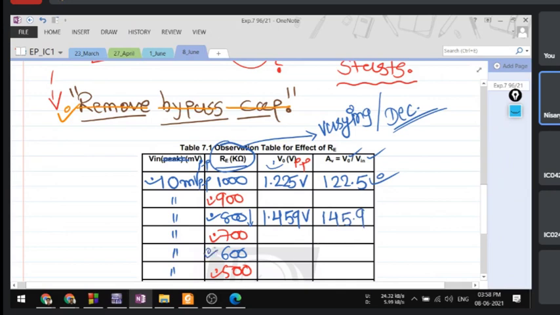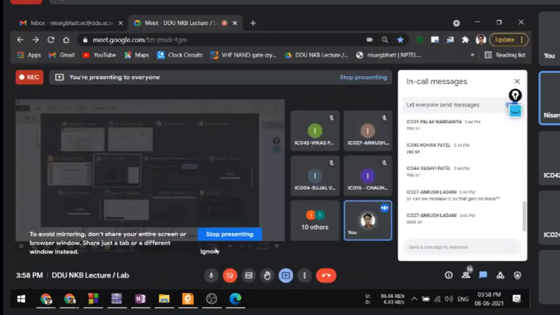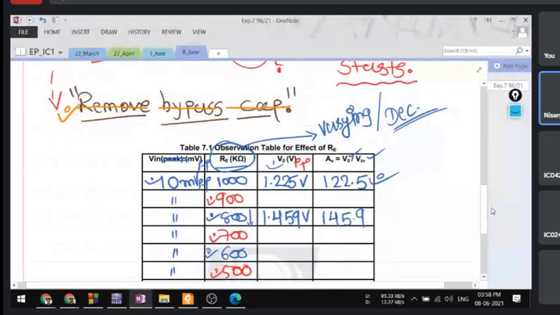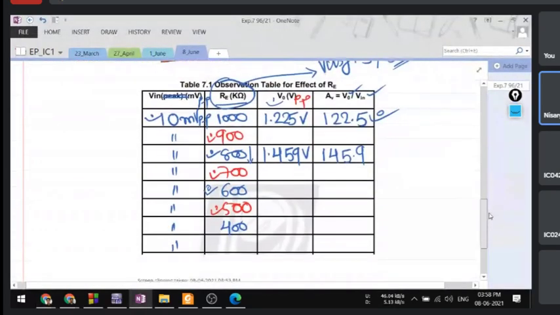Are you getting it, student? Tell me. Hello. Yes, Sujal, Vikas, Ankush, Jaimin, Yasraj, great. Rohan, look, student, we are doing nothing. We are doing a simple thing. We are decreasing RE. That's it. Nothing else. So let us further decrease.